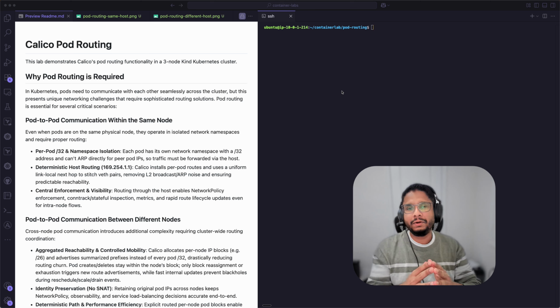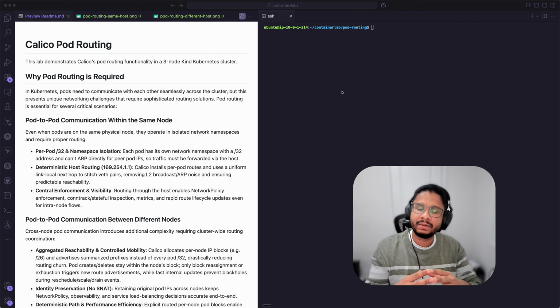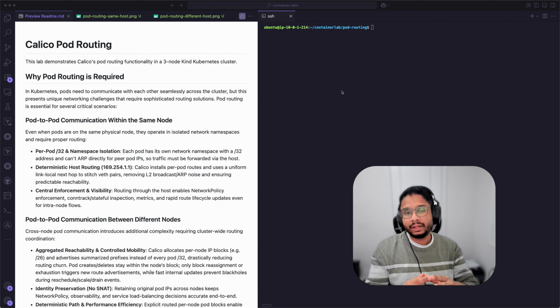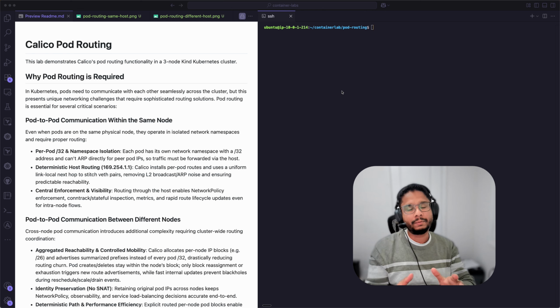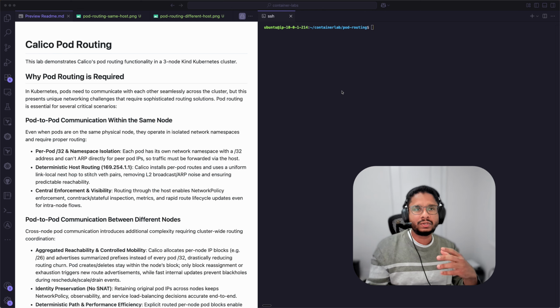Alright, welcome everyone to the next video in this series, and in this lesson we will look at pod routing. Now in the previous lesson we looked at pod networking, which was the process of creating a network interface for the pod, and we looked at the role the CNI plays in that process, including other components such as the container runtime and kubelet.